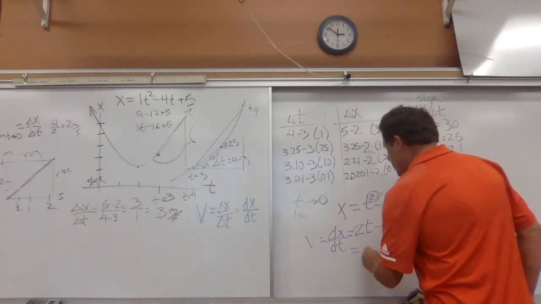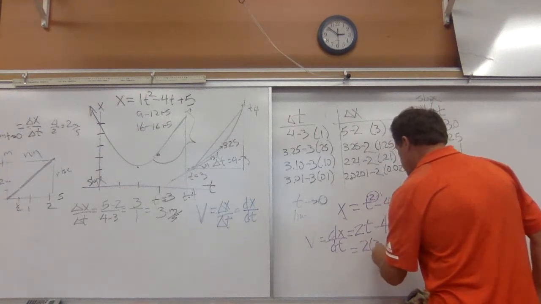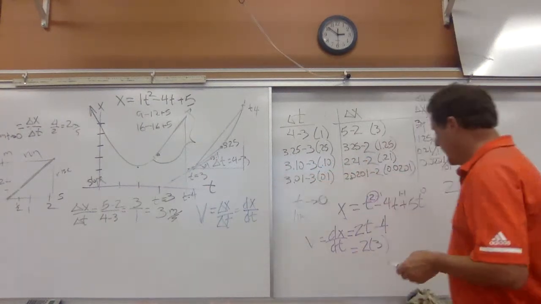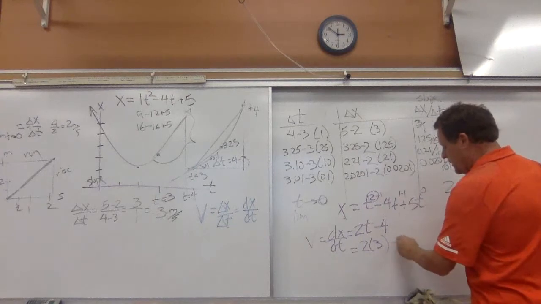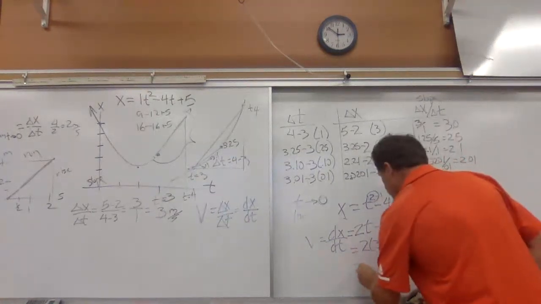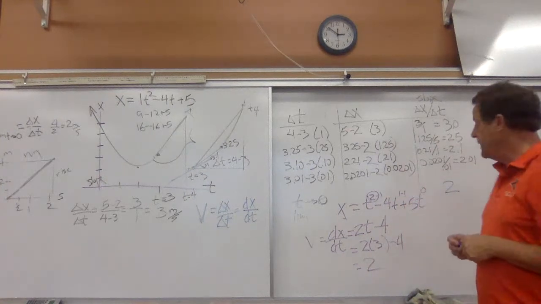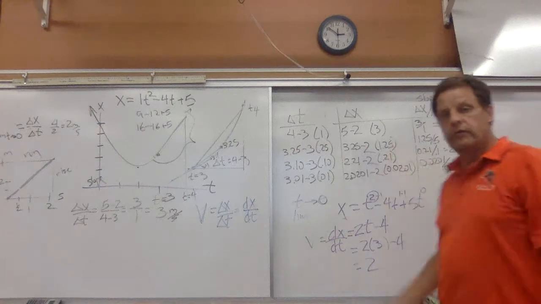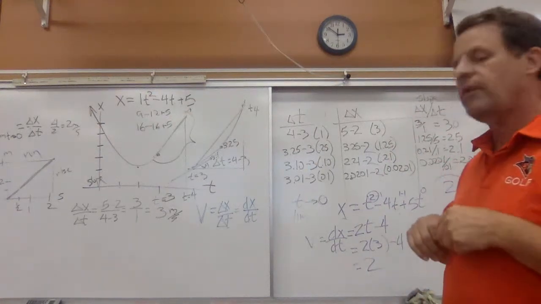So now let's plug in 3 like we did in our example right there. And we can say 2 times 3 minus 4, 6 minus 4, that gives us a slope of 2, which is what we figured out by going through all of this stuff right here.